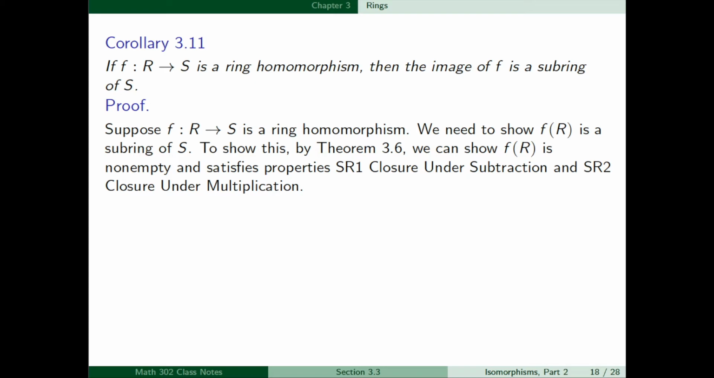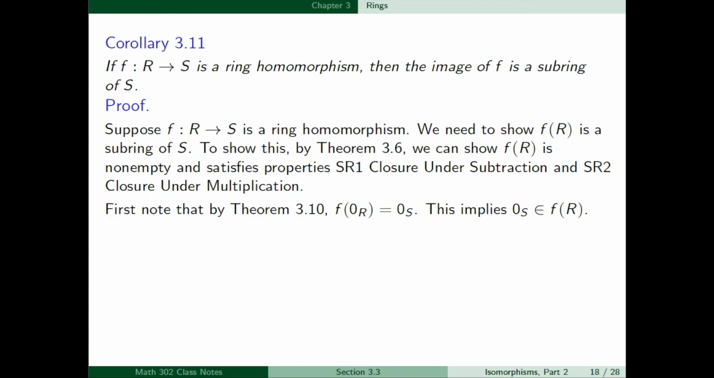And to show this, by theorem 3.6, we can show that f of R is non-empty and satisfies the properties SR1, which is closure under subtraction, and SR2, closure under multiplication. Now first note that by theorem 3.10, f of 0 sub R is equal to 0 sub S. So f maps the additive identity for R into the additive identity for S. And this implies that 0 sub S is the image of an element in R, so that means that it belongs to the image f of R.